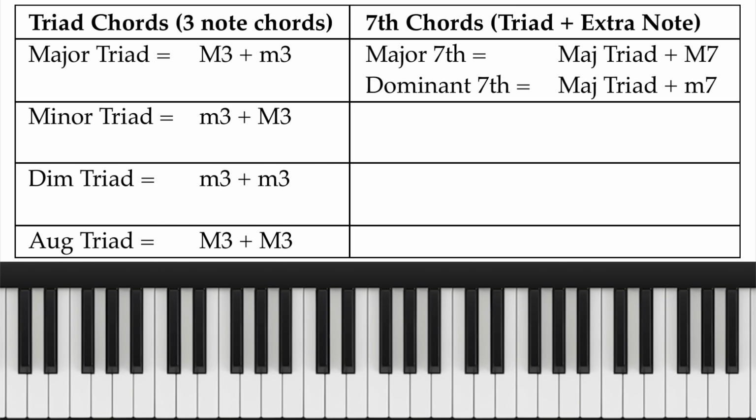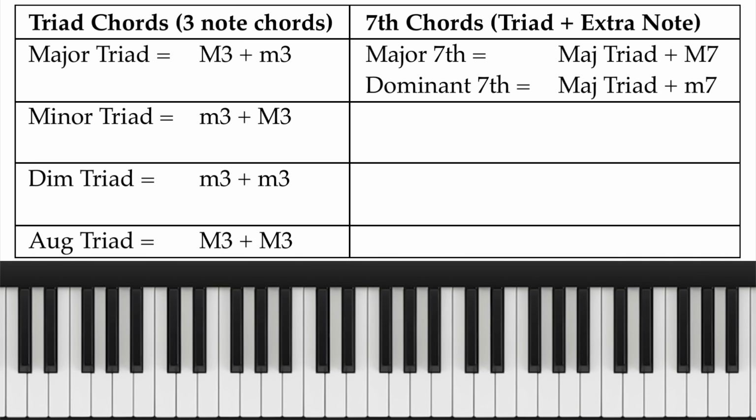Okay, so here's a summary of what we've learned so far. We have our 4 triads, major, minor, diminished, and augmented, each with a different combination of major and minor thirds. Uppercase M means major, lowercase m means minor. We've also taken that major triad, that major chord, and added a major seventh interval to get a major seventh chord, and a minor seventh interval to get a dominant seventh chord.